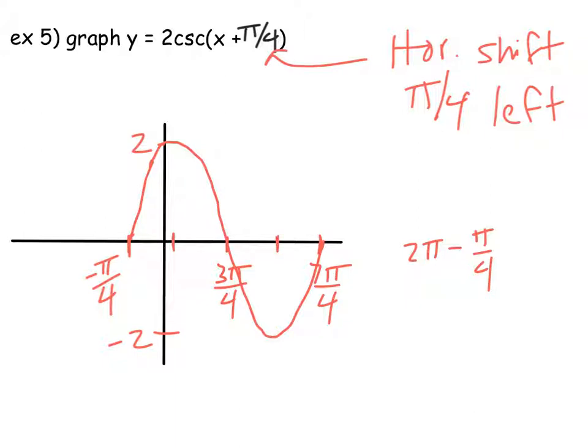I didn't mark those. I didn't want the graph to get too cluttered, but that would be at pi over 4 and then 5 pi over 4 is where it would hit the max and min. Okay, however, the ones I really want labeled are my zeros because I've got all my asymptotes on there. There, and there.